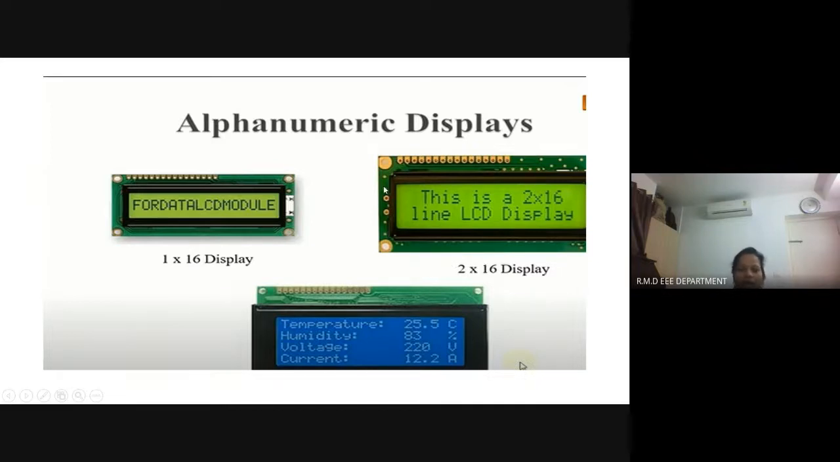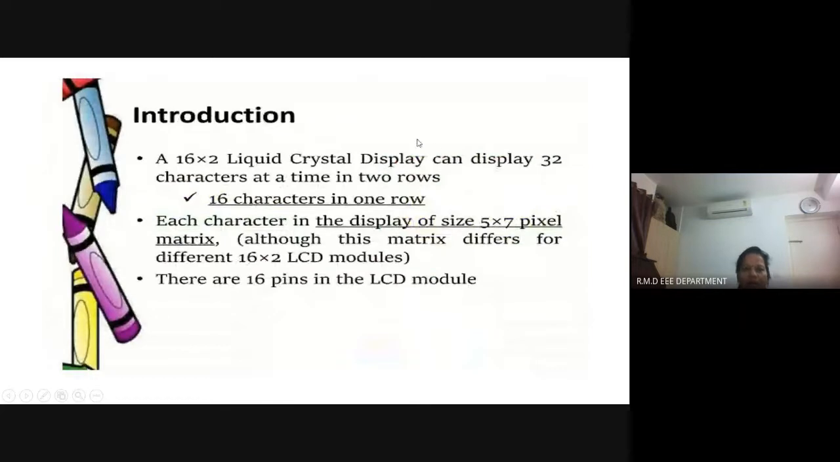Alphanumeric means it will display the digits as well as the alphabet. That's why it is known as alphanumeric displays. As I mentioned already, a 16 cross 2 LCD can display 32 characters at a time in two rows, which means 16 characters in one row. Each character in the display is of size about 5 cross 7 pixel matrix. This matrix is not the same for all 16 cross 2 modules. It will vary for different types of modules.